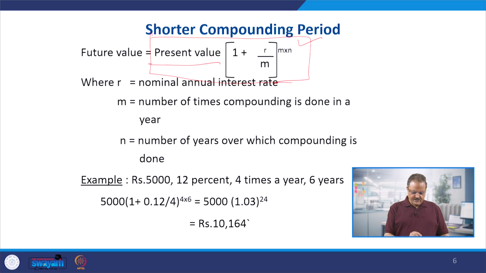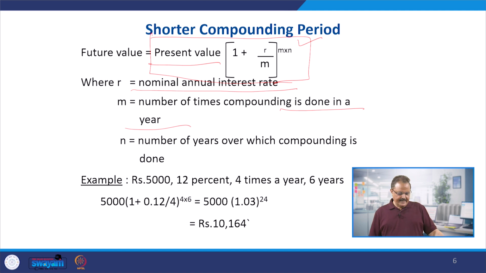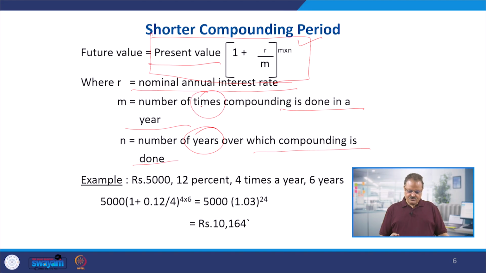R is basically what? The nominal annual interest rate, right? If you make your investment at a simple interest rate, then R is the simple interest rate. If you borrow any money at a simple interest rate, R is the simple interest rate. M is the number of times compounding is done in a year, right? And N is the number of years for which the compounding is done. So M is the times and N is the years.